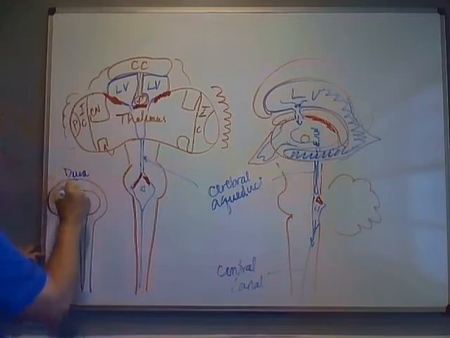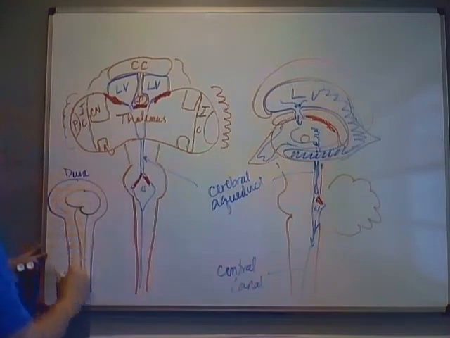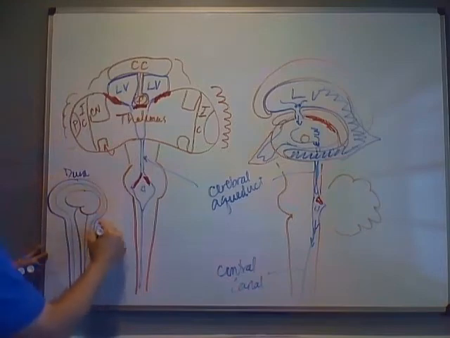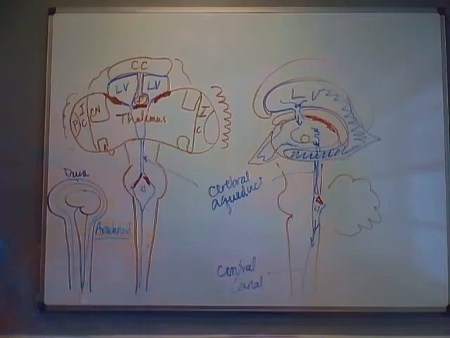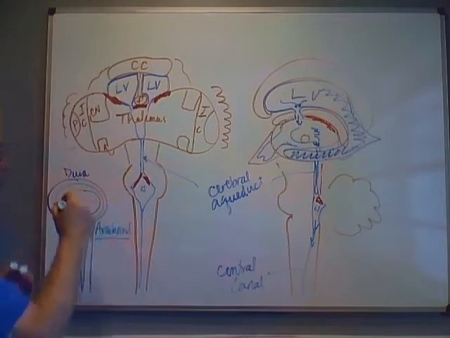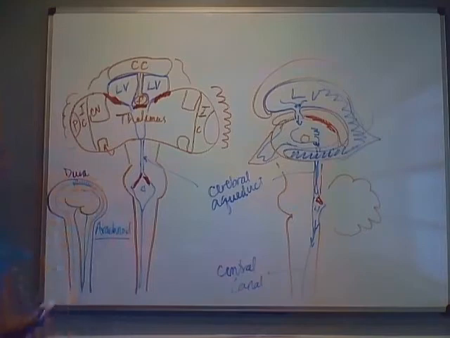The next layer, which runs underneath the dura mater, is called the arachnoid layer, or the arachnoid mater. Arachnoid gets its name from the fact that it has all these little spider web-like structures that are supporting it and propping it up like this. Looks like a bunch of cobwebs in there, and arachnids are spiders. So they called it the arachnoid mater.